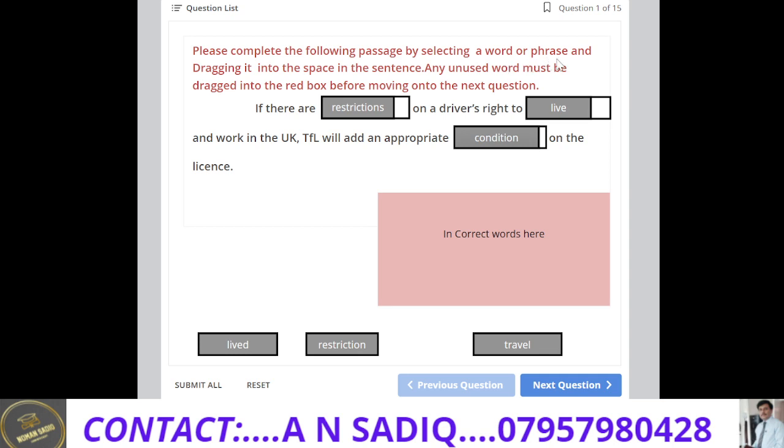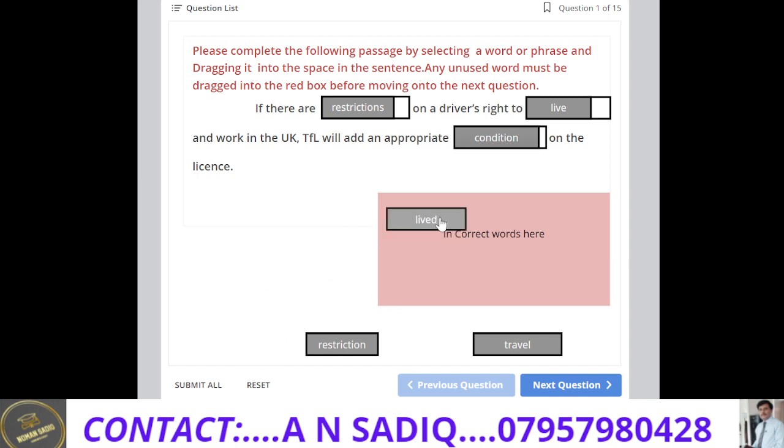Now, if you read the instruction at the start, it says, please complete the following passage by selecting a word or phrase and dragging it into the space in the sentence. Any unused word must be dragged into the red box before moving on to the next question. So here in this question, these words have been used, but these three words are not used. These would be called unused words, and the instruction says any unused word must be dragged. Must means you have to do it.